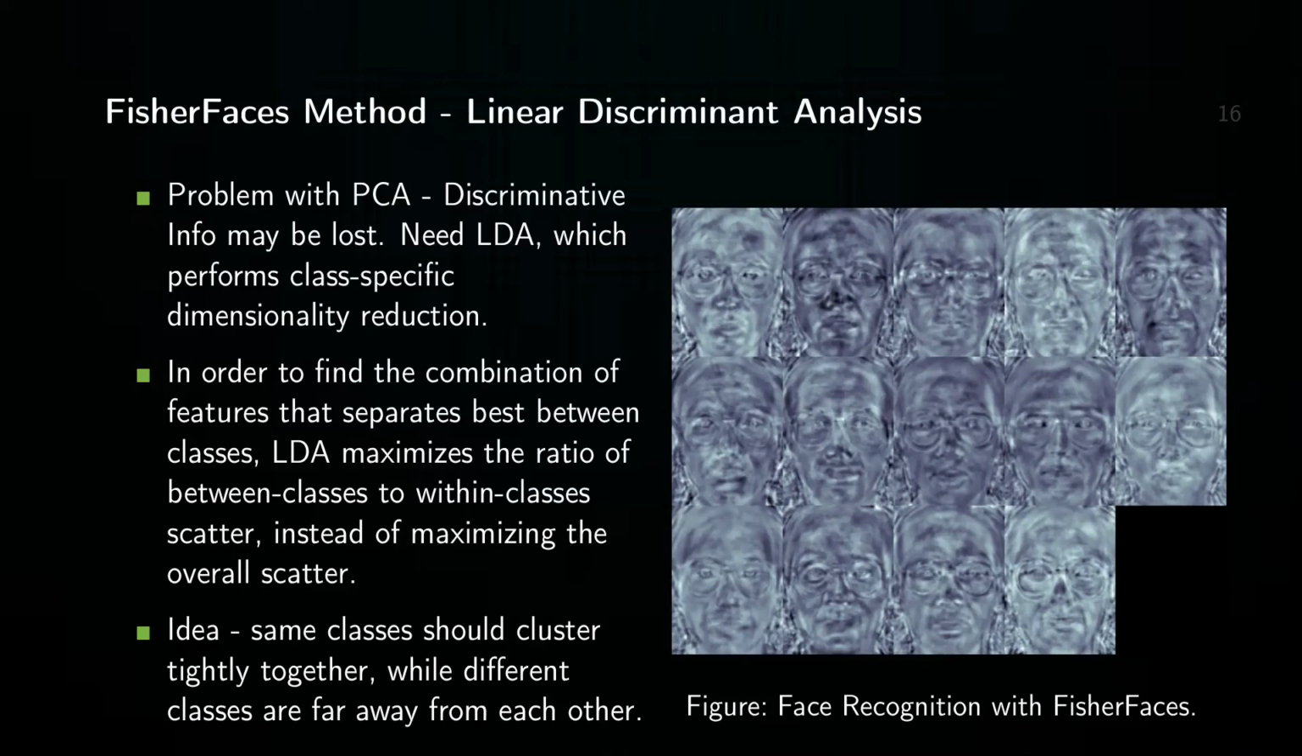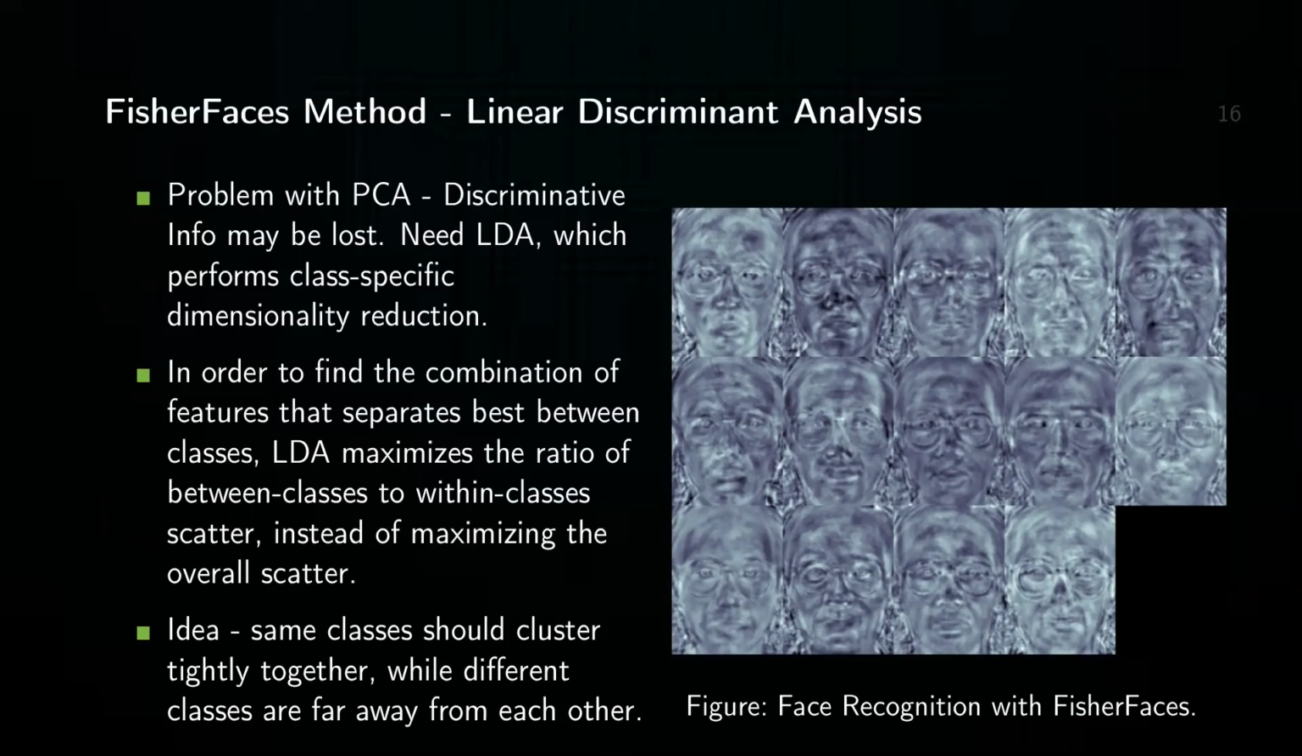So in order to find the combination of features which separates best between classes, LDA defines a loss or error by the ratio of the interclass over the intra-class scattering, instead of maximizing the overall scattering, which leads to an increase in the variance over different classes while a decrease over variance in the same class.